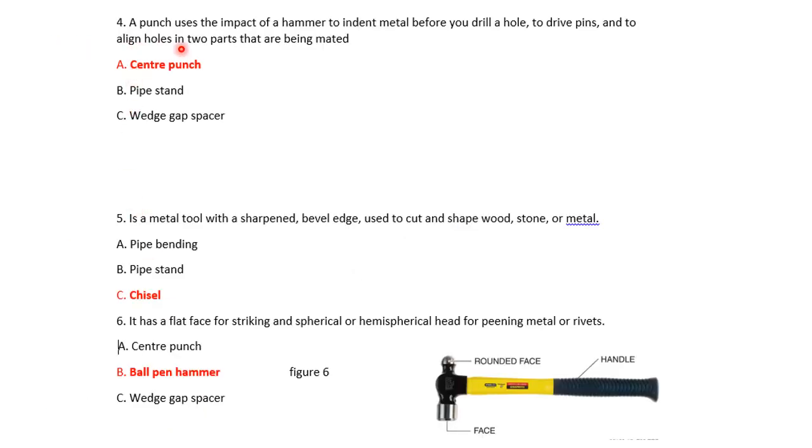Next, a punch uses the impact of a hammer to indicate metals before you drill a hole, to drive a pin, and to align holes into parts that are being mated. This is called a punch, the center punch. Answer will be the center punch. Next question: a metal tool with a sharpened bevel, used to cut and shape wood, stone or metal, is called a chisel.